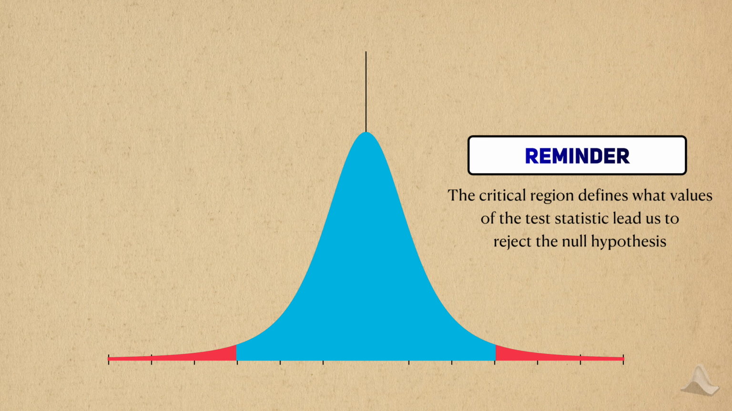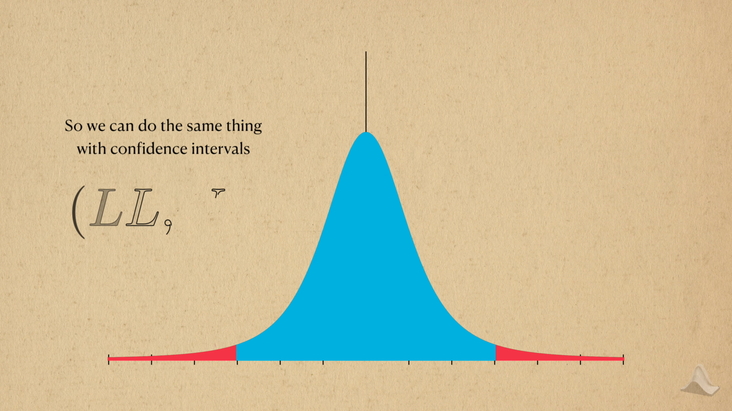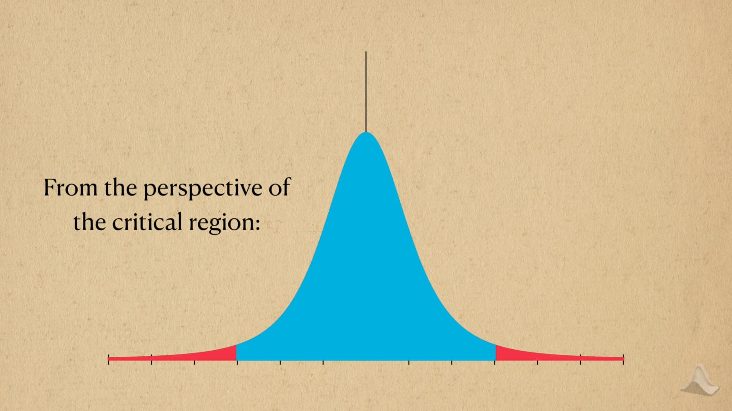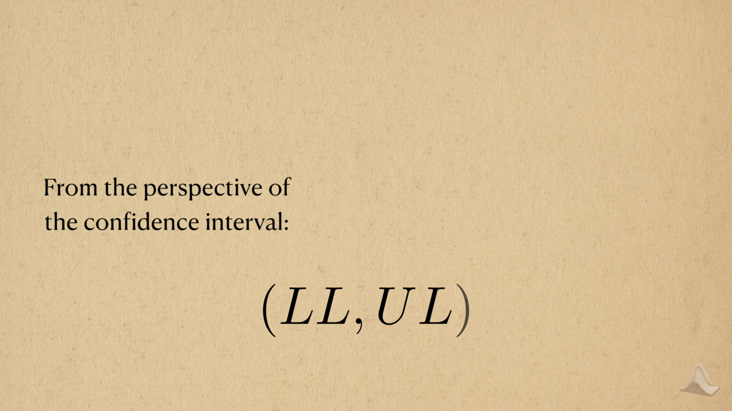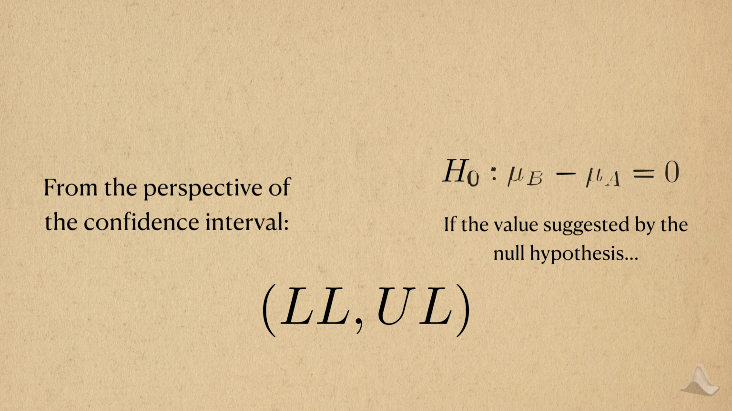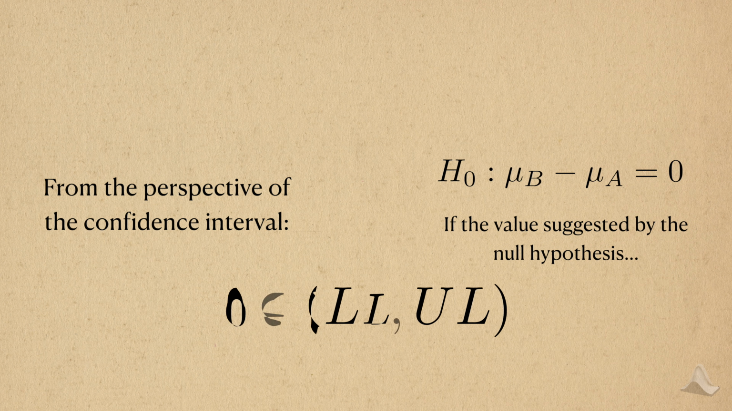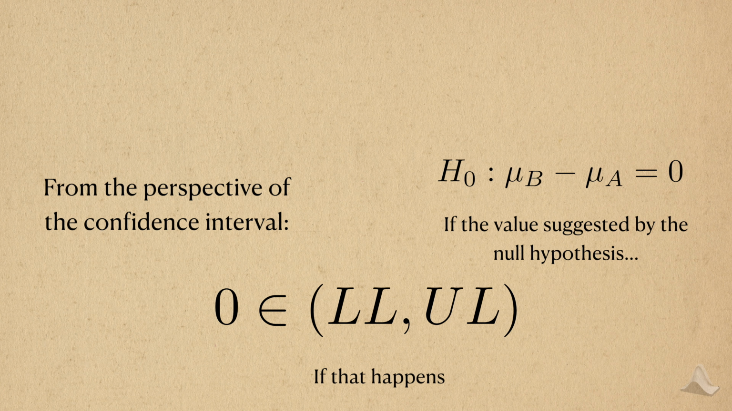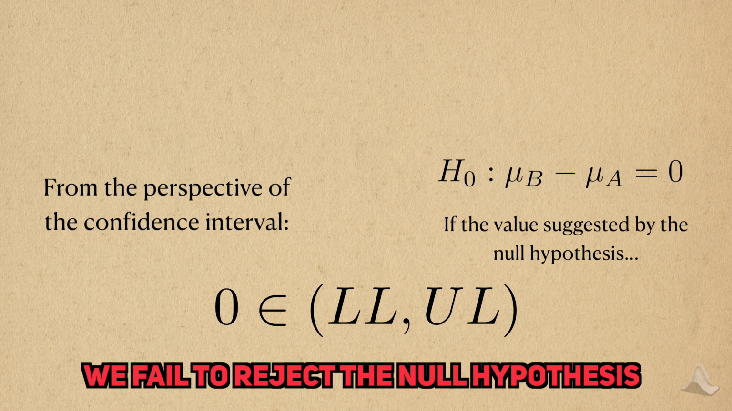Since we use the critical region to decide whether to reject or fail to reject the null hypothesis, by extension, we can use the confidence interval to do the same thing. From the perspective of the critical region, we focus on the test statistic. But from a confidence interval perspective, we need to think about the null hypothesis. If the value of our null hypothesis is within the confidence interval, then the confidence interval suggests that the data we collected could possibly come from a world where the null hypothesis is correct. If this happens, we have to fail to reject the null hypothesis.